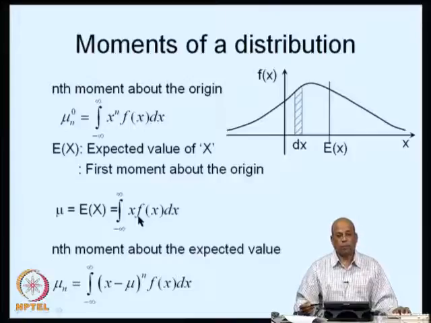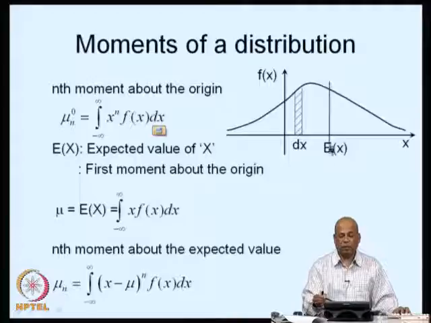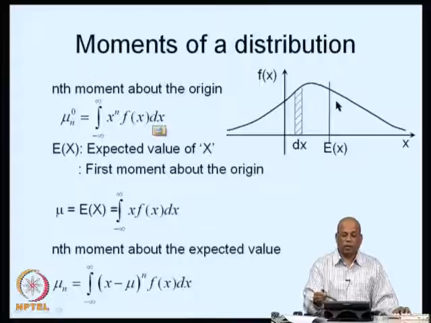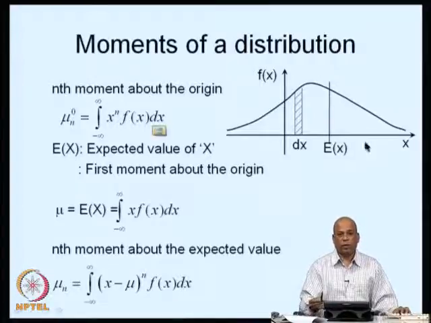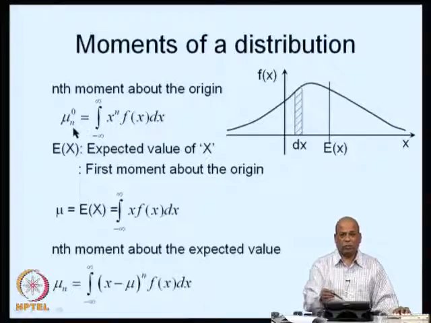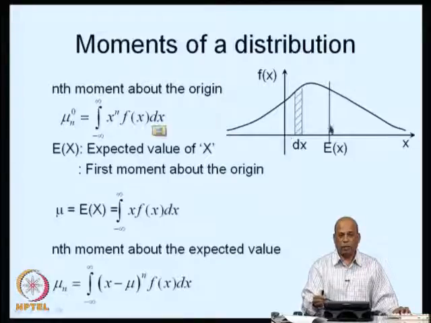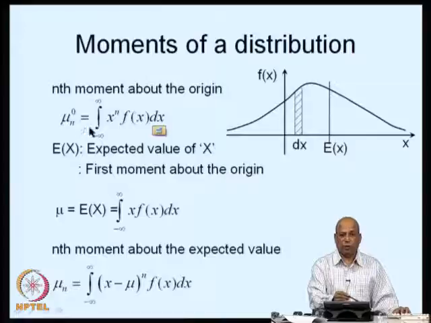We will come to the implications of this later on in subsequent classes, but this is just the expected value of x. Once we know the expected value, let us say we fix the expected value here, then we start taking moments about the expected value, which come in very handy for our analysis. So, first we defined the moments of the distribution about the origin and obtained the expected value. The other moments about the origin are also important and significant, but once we define the expected value of x, we also start taking moments about the expected value itself.